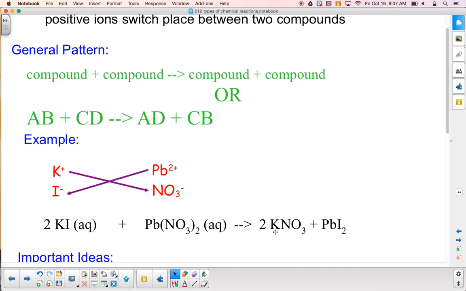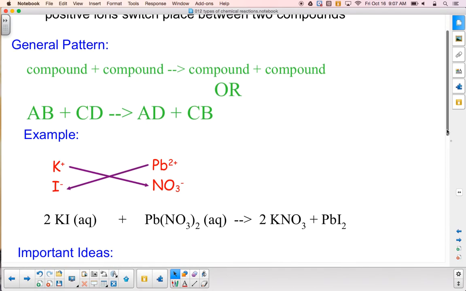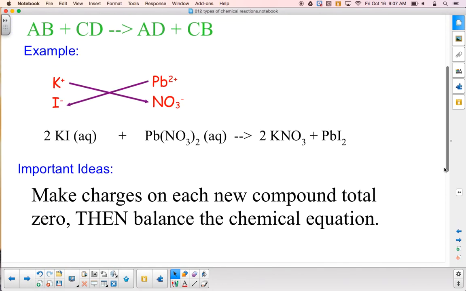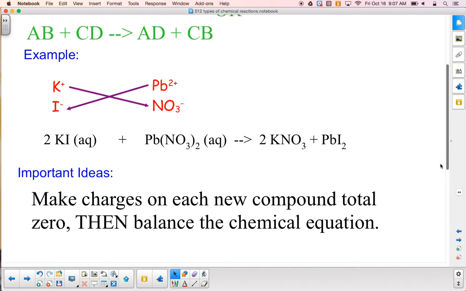Notice that with potassium being +1 and nitrate being -1, they get together in a 1-to-1 ratio, but with lead being +2 and iodide being -1, they get together with 1 lead and 2 iodides. Much like before, we're going to set priority on making sure that the charges on each new compound total 0, and then afterwards we will balance the chemical equation. The next time we meet as a class, we'll spend a little bit more time practicing on double replacement reactions. For now, you just need to recognize them for what they are and not necessarily be able to predict the products.